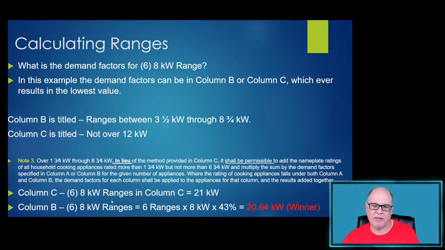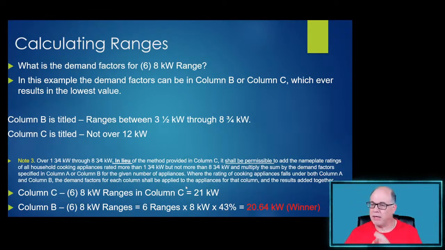And so what we got to do here, we already got the 21 for column C. Maybe that's going to win, I don't know. In this case, we go 6 8 kW ranges. So we got 6 times 8,000 or 6 times 8 kW, however you want to work your math out. And then you'd multiply that by 43%. And that gives me 20.64 kW.